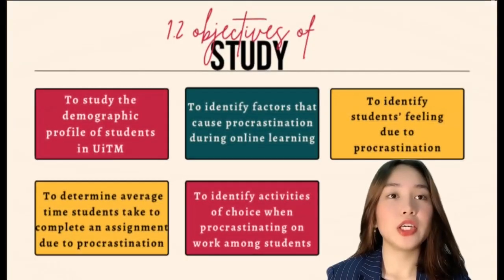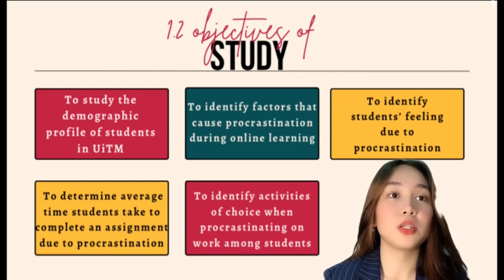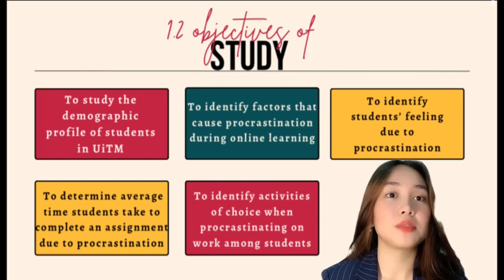Next, I will be talking about the objectives of the study. The first one would be to study the demographic profile of students in UiTM. The second one would be to identify factors that cause procrastination during online learning. The third one would be to identify activities of choice when procrastinating on work among students. The fourth one would be to identify students' feelings due to procrastination, and the last one would be to determine the average time students take to complete an assignment due to procrastination.